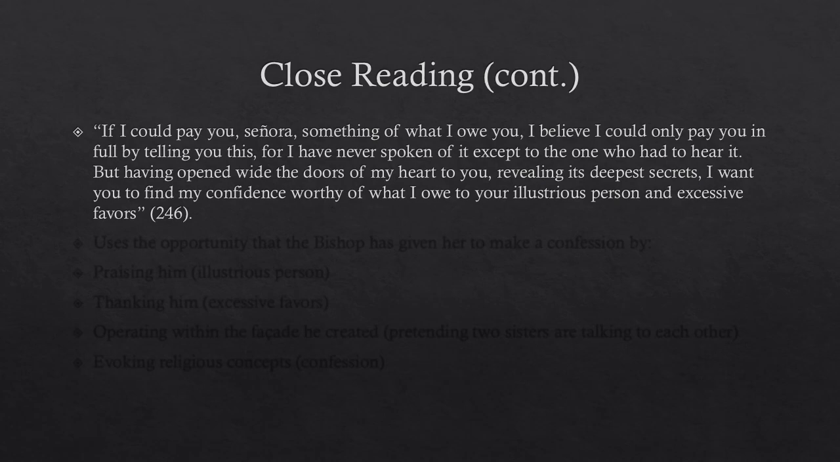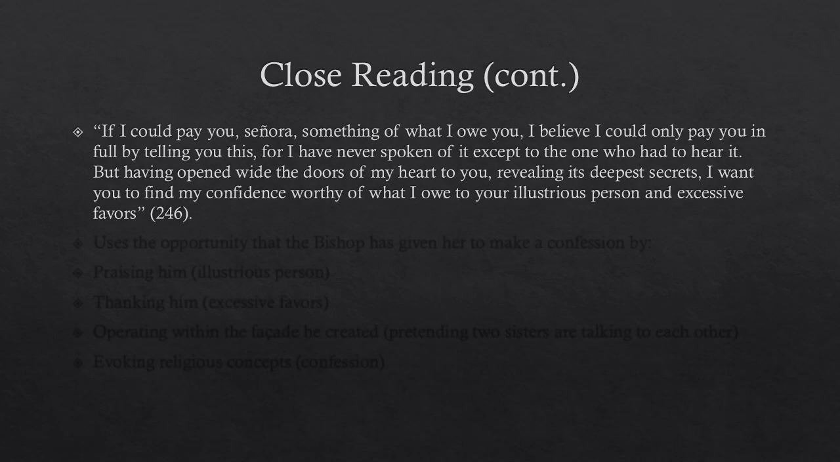But having opened wide the doors of my heart to you, revealing its deepest secrets, I want you to find my confidence worthy of what I owe to your illustrious person and excessive favors. So these final few sentences are the springboard into the rest of the letter. She's built up her argument.